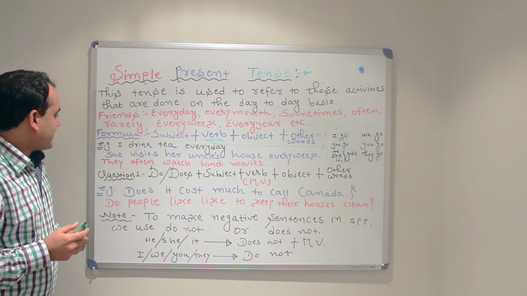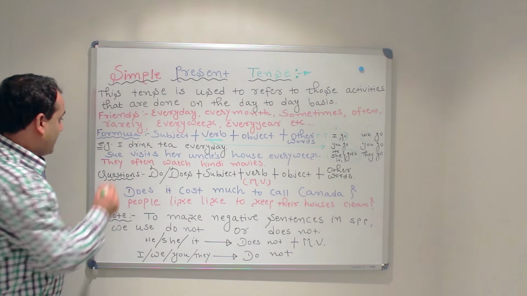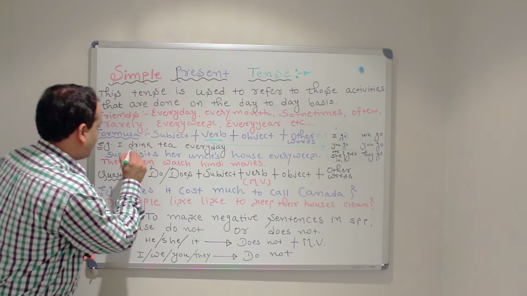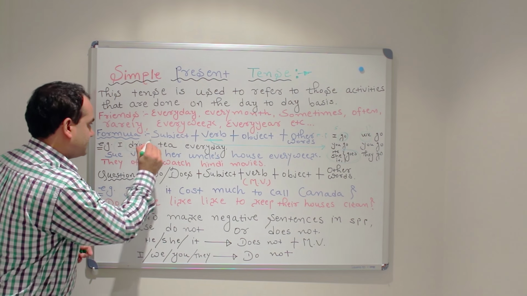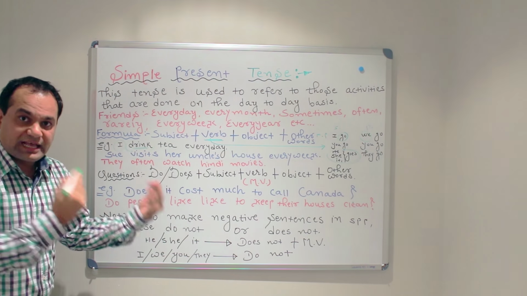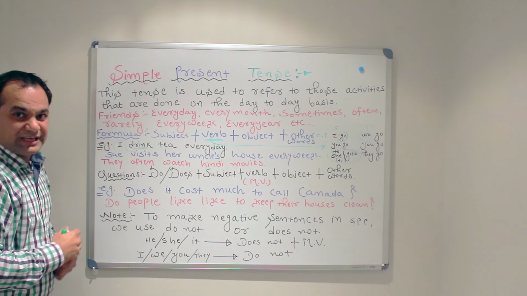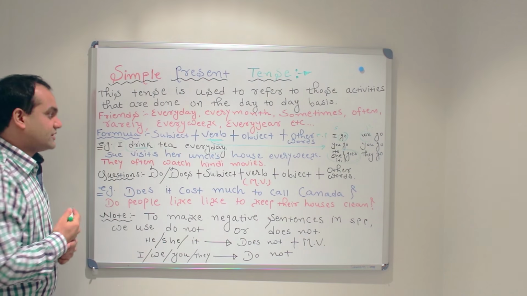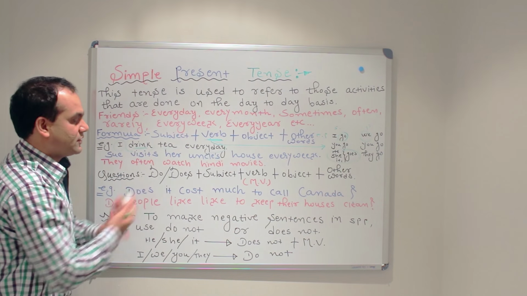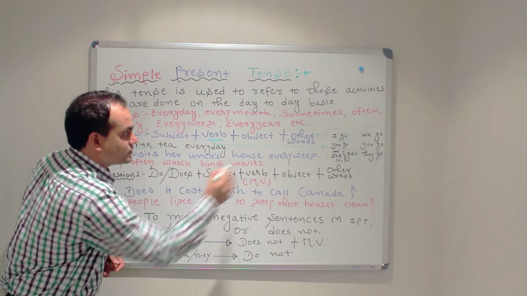Let's have a look at some examples. Examples are, I drink tea every day. I is the subject, drink is the verb, and we have used the main verb. We haven't attached s or es behind the verb. Tea is an object. Every day is a friend of simple present tense, or you can say they are other words. Sue visits her uncle's house every week.